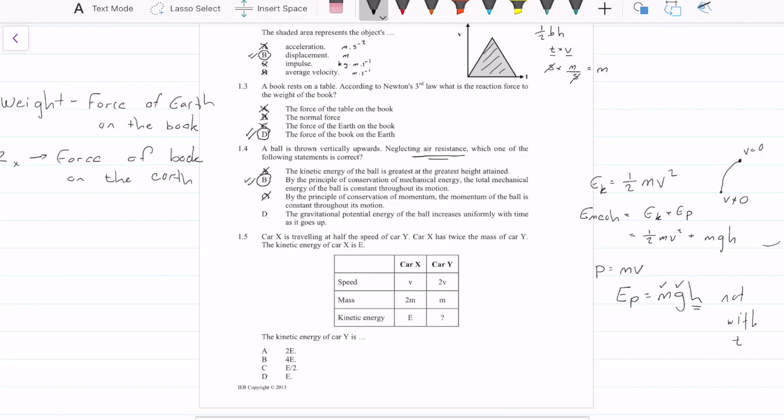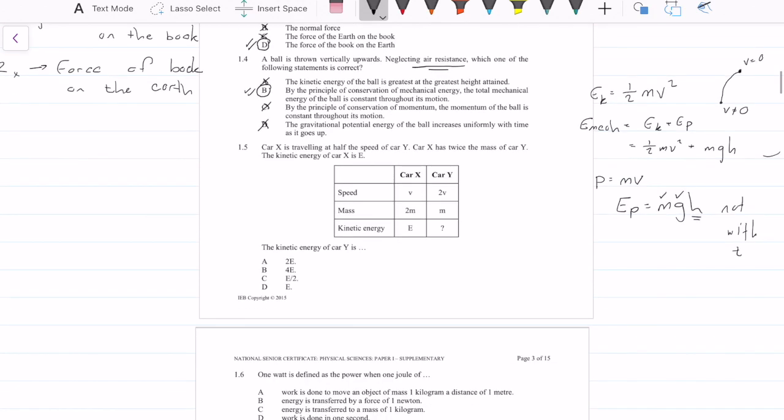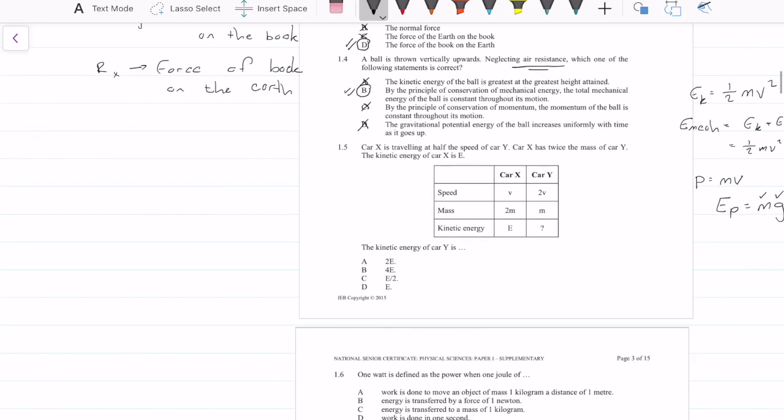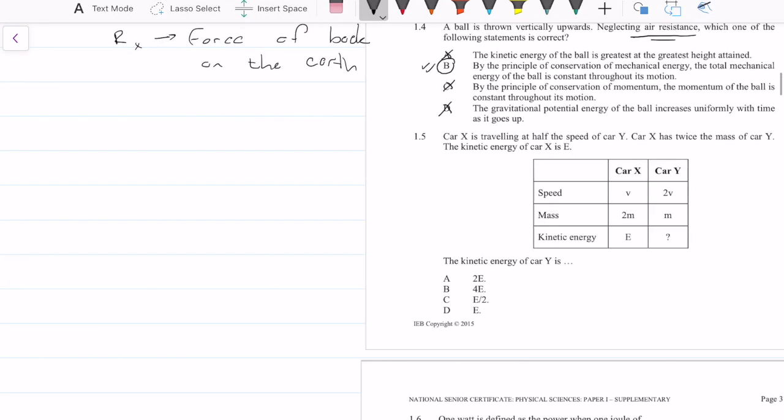And so this answer is not correct. Okay, looking at question 1.5. Car X is traveling at half the speed of car Y. Car X has twice the mass of car Y. The kinetic energy of car X is E. So let's work out what EK is.